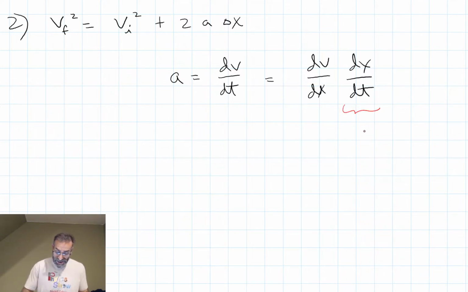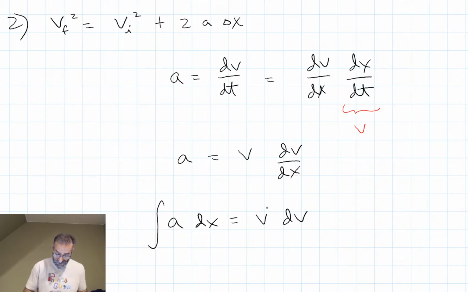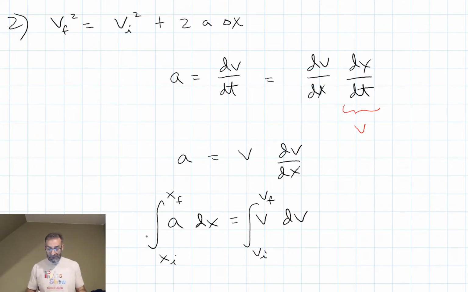Now we know that dx dt is our velocity. So we can write this as acceleration is velocity times dv dx. We're going to rearrange this a little bit, bring the dx to the other side. We're going to integrate. We're integrating from v initial to v final on the right side of our equation. That integral is with respect to v. On the left side of our equation, our integral is with respect to x. So we'll integrate from x initial to x final.